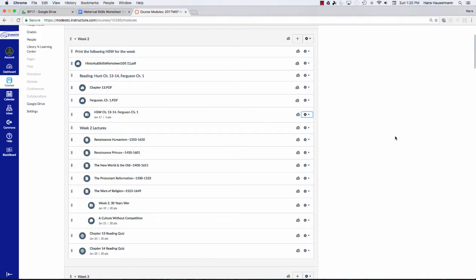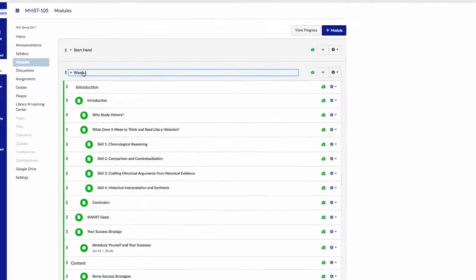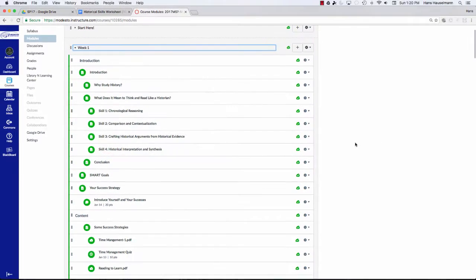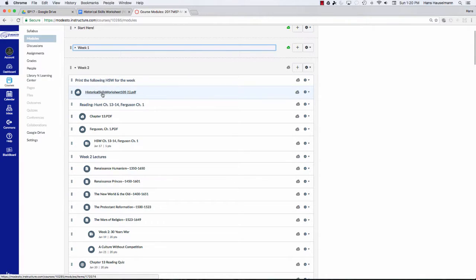Now, last week during week 1, we learned about the 4 different historical skills that are required in a history course: chronological reasoning, comparison and contextualization, crafting of arguments, and historical interpretation and synthesis. So we read through those, what the importance of all of them were. And this week, what you're going to be doing is filling out a worksheet for the chapters that you're reading in the textbook and in the Niall Ferguson book. So how does this work?